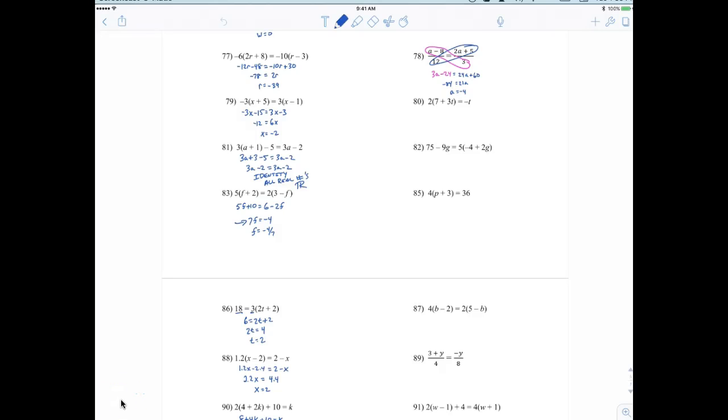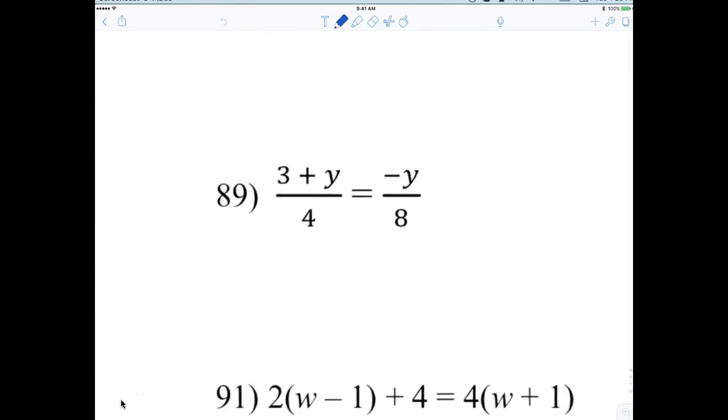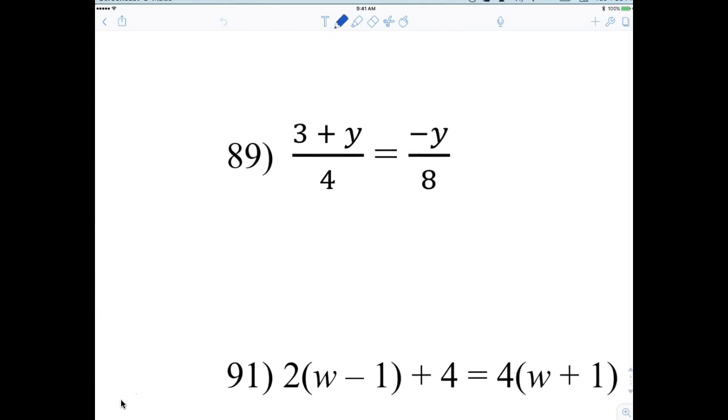All right. So again, any questions on last night's homework? Yes. Number 89. All right, let's take a look quickly at 89. Let's see how you did. All right, again, we have a proportion, so you kind of cross multiply. So you should have said that's 24 plus 8y equals negative 4y.